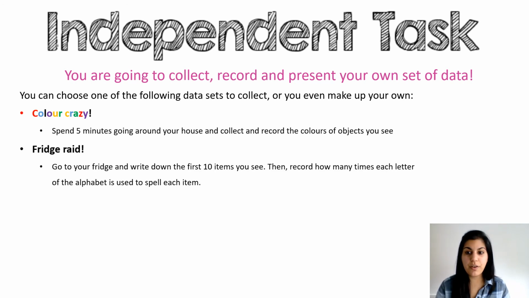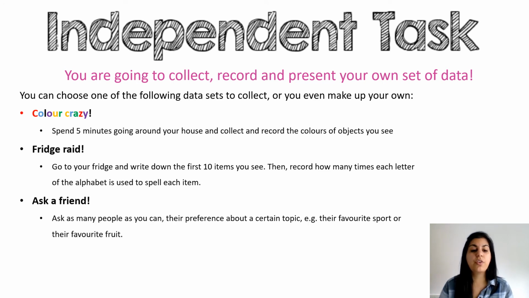You could also do a fridge raid. So go to your fridge and write down the first 10 items you see. Then record how many times each letter of the alphabet is used to spell each item. So for example, if one of the things I saw was apples, I would write down, right, there's 1 A in that word, so I could record that in my table. There are 2 P's in the word apple, I could record 2 next to the letter P. There's 1 L and 1 E.